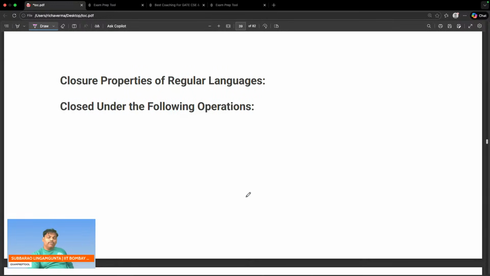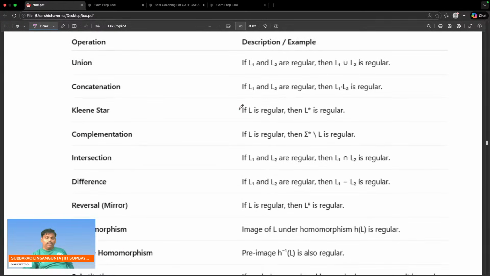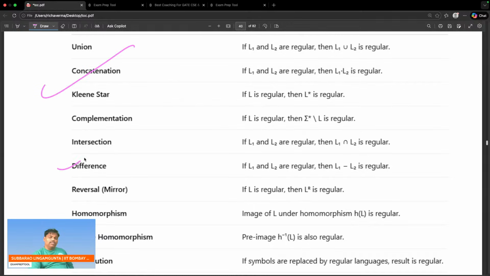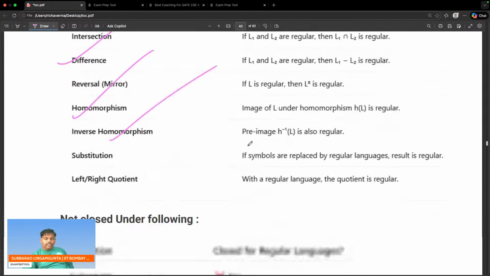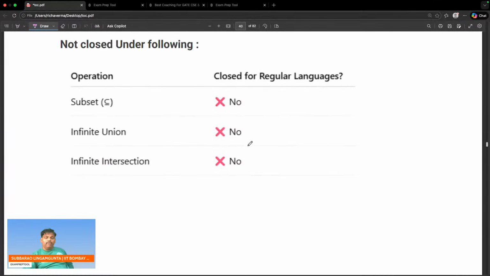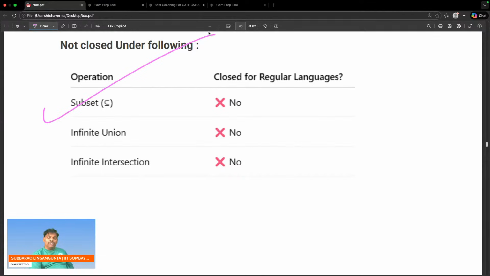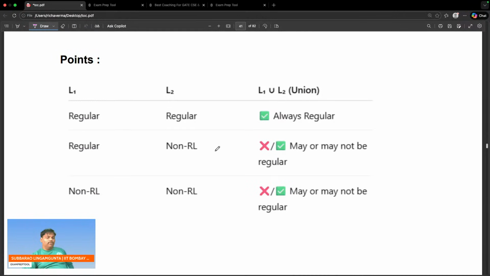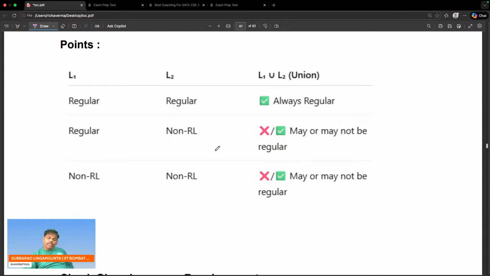Closure properties of regular languages, right? Closed under the following operations. Remember that the table is important. Please take care of the whole table. These are all things you know very well. It's a very, very important table. Which are not closed: subset is not closed, infinite union is not closed, infinite intersection is not closed. Whatever table you are following, please follow it.